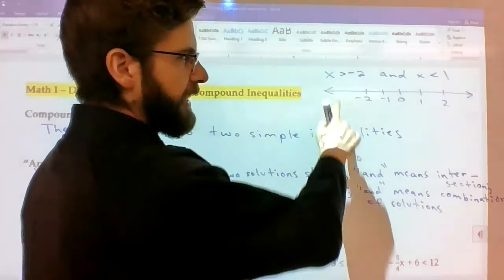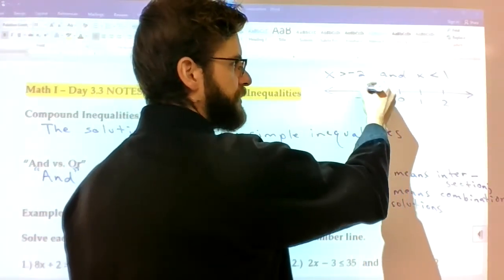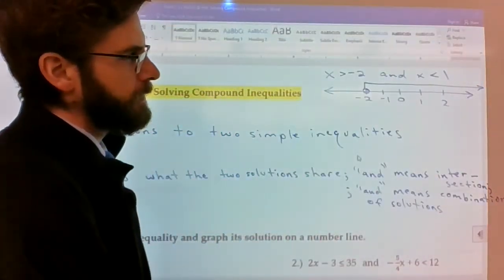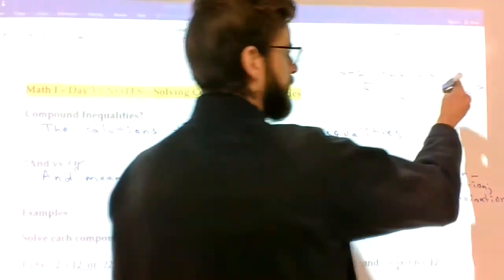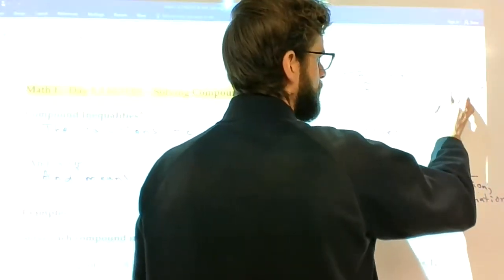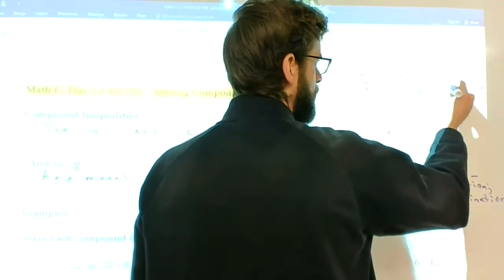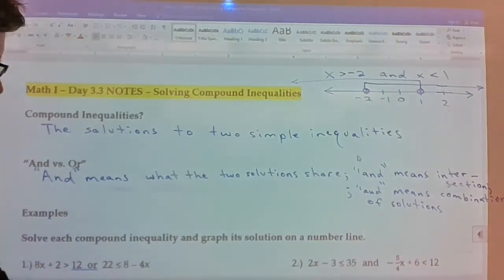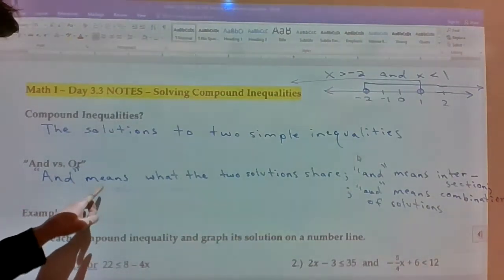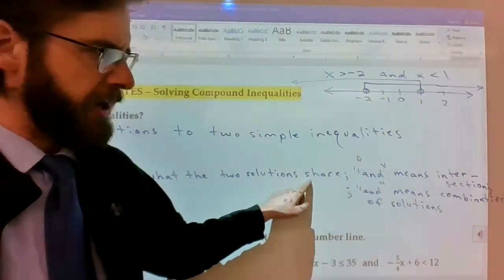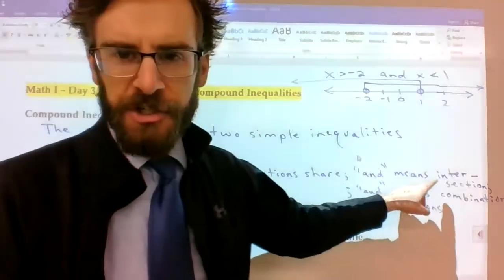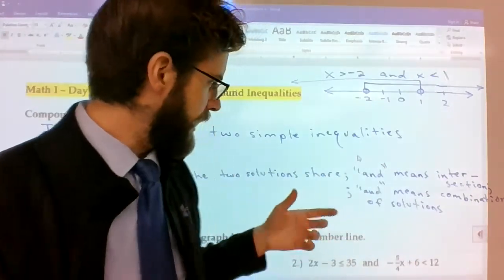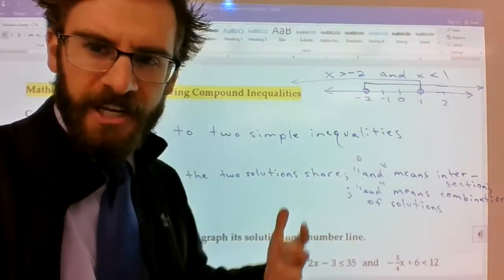Well, x is greater than negative 2 looks like an open circle at negative 2 and everything to the right. x is less than 1 looks like an open circle at 1 and everything to the left. So if it's an and statement, you're being asked to say, what do those two solutions share? What's the intersection of those two graphs, okay? What's the combination of those solutions?